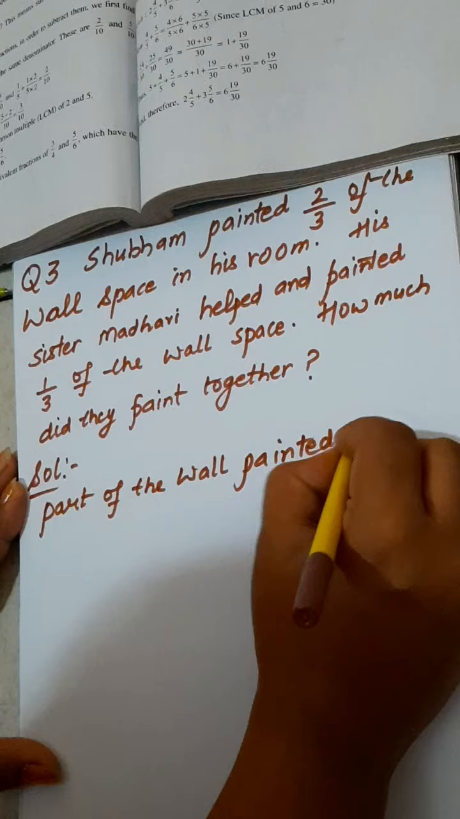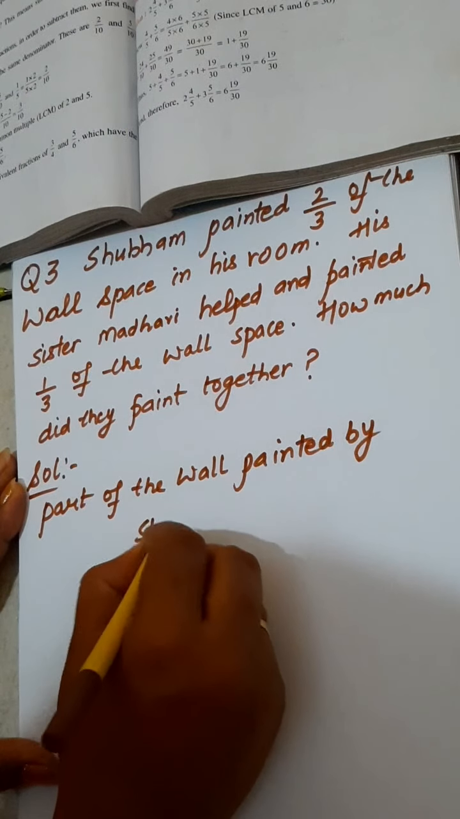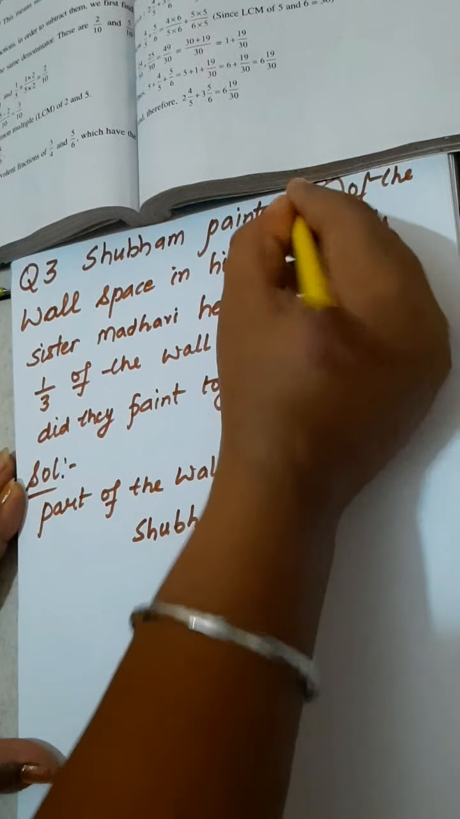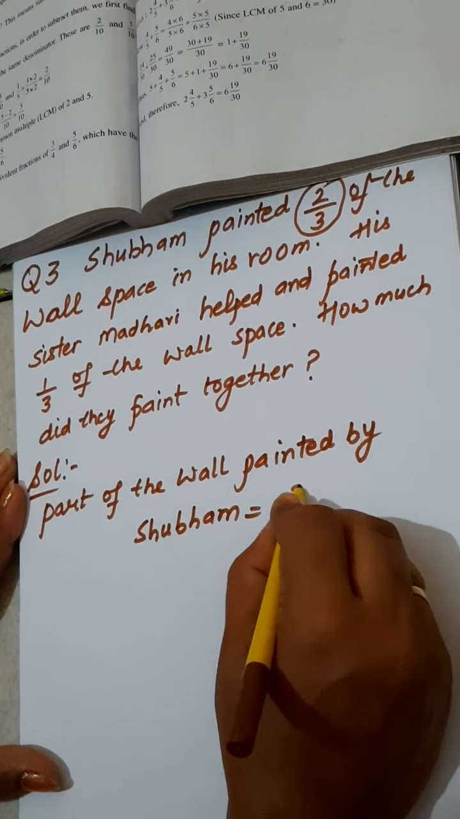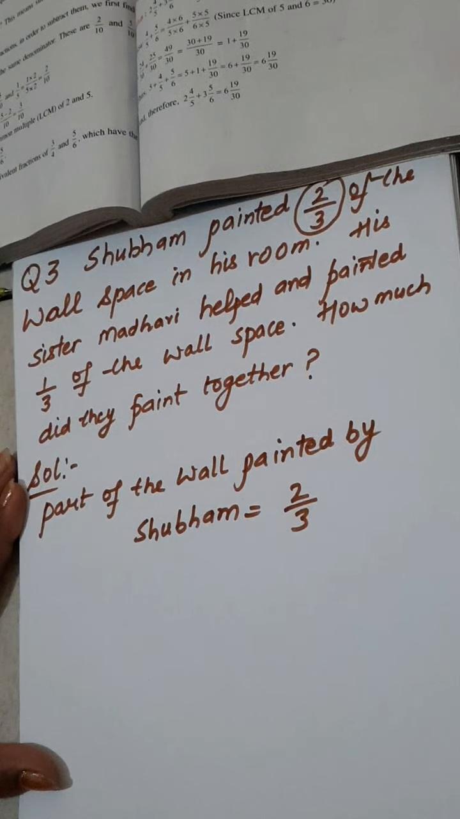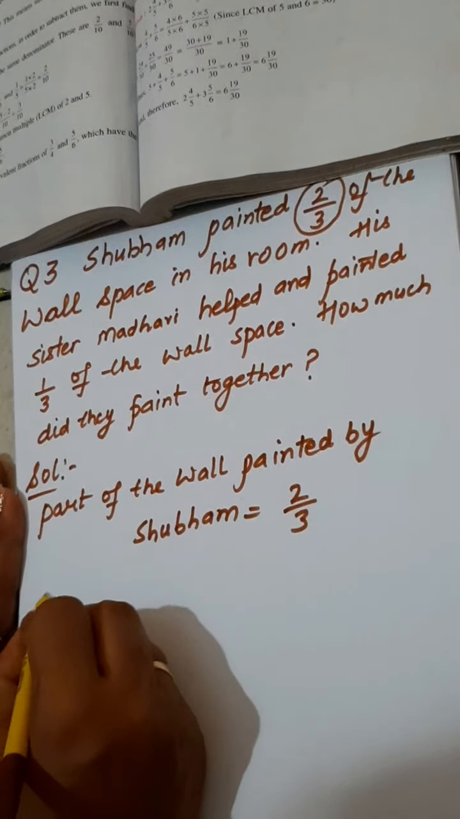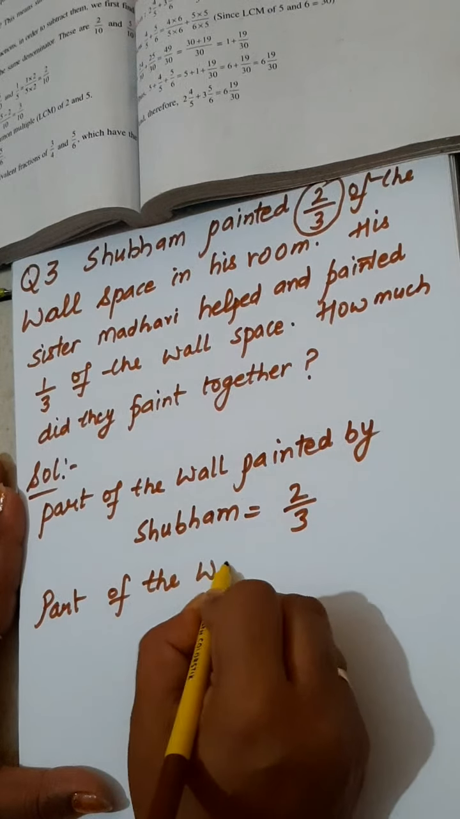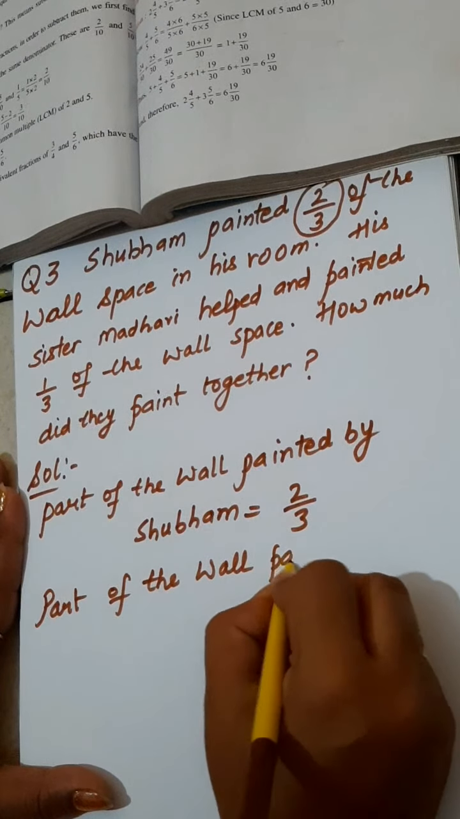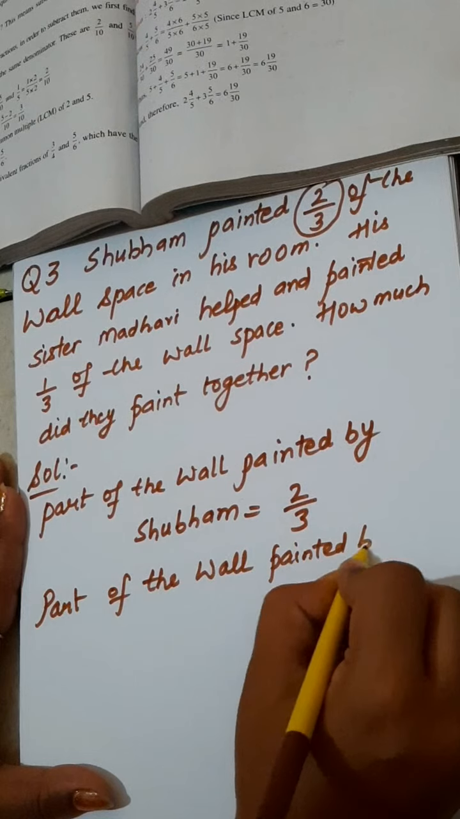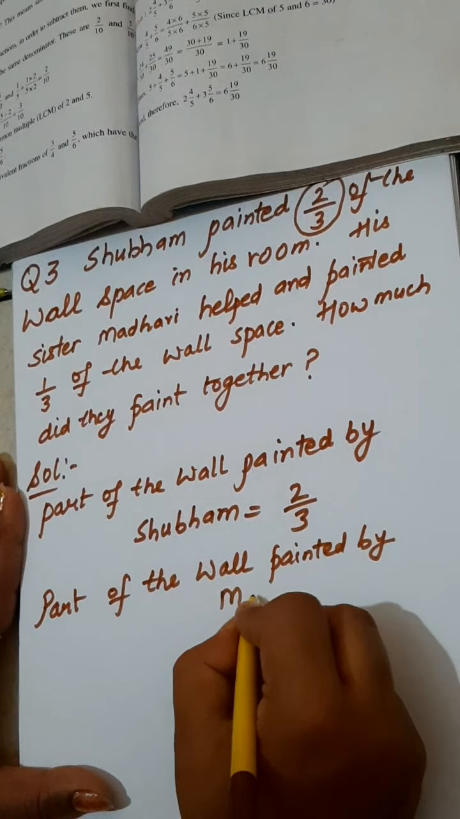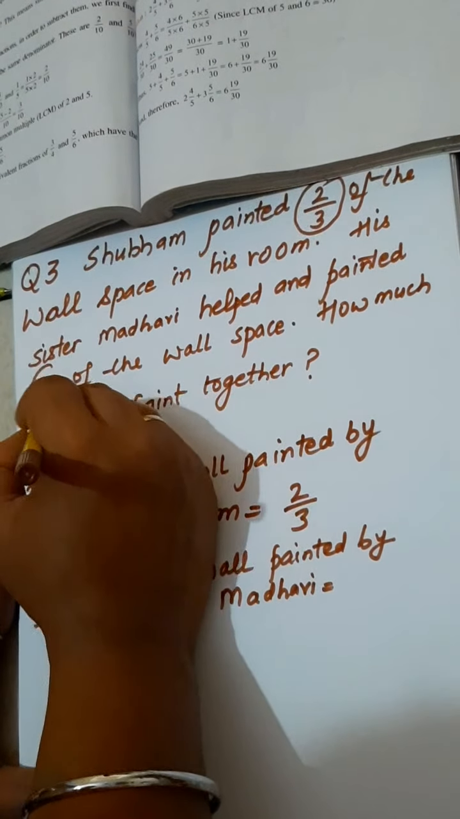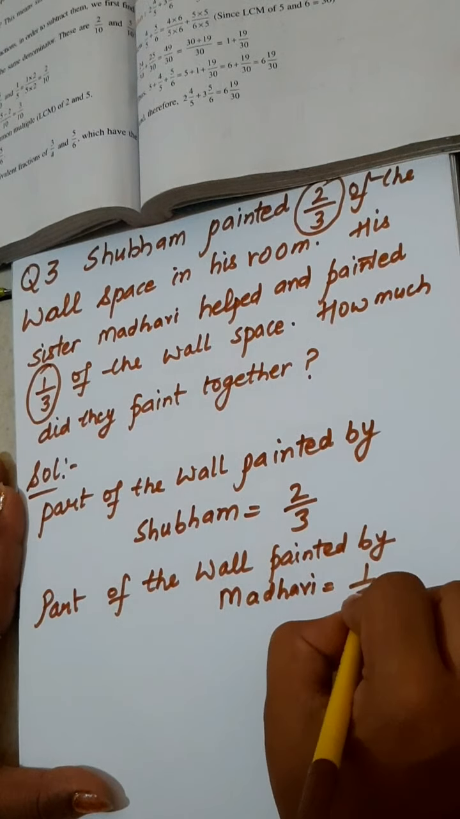painted by Shubham, and that part is 2/3. So part of the wall painted by Shubham is 2/3. Next we have part of the wall painted by Madhvi, and the part of the wall painted by Madhvi is 1/3.